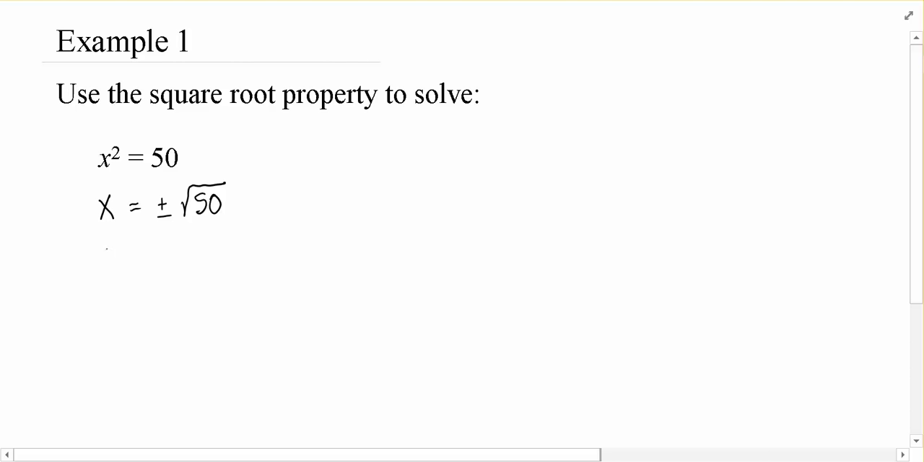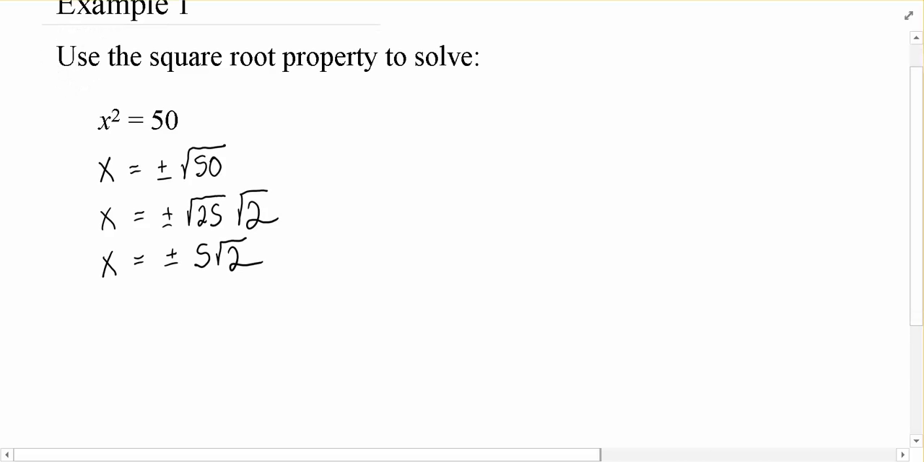Now we don't want to leave the answer like that, because of what we learned about radicals, that this can be simplified. So instead of the square root of 50, we simplify it by breaking it up, taking the radical, and cleaning it up. The square root of 25 is 5, and so our answer is positive or negative 5 root 2.